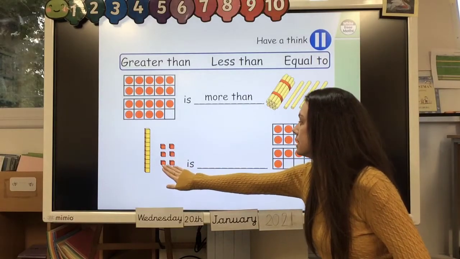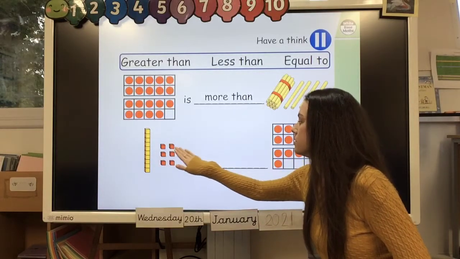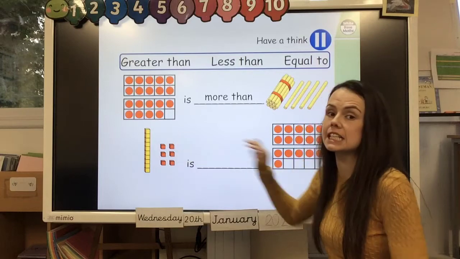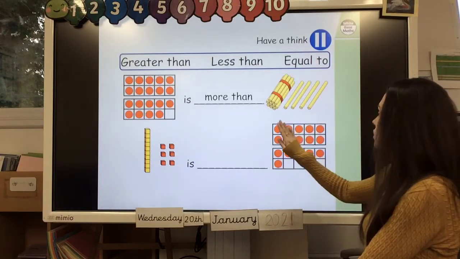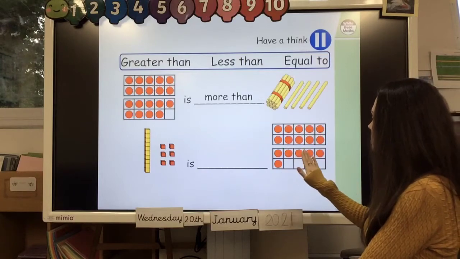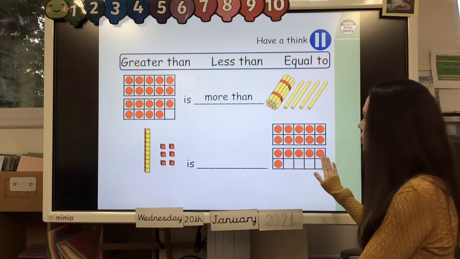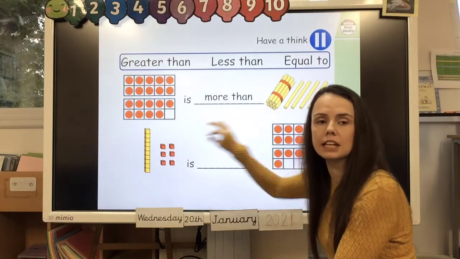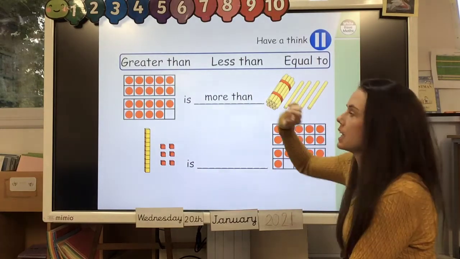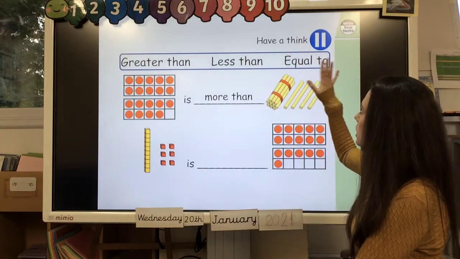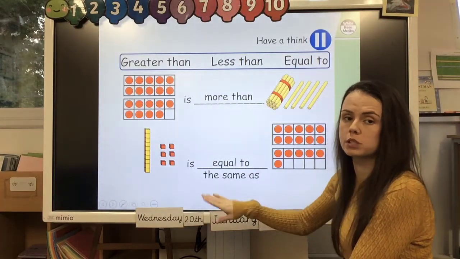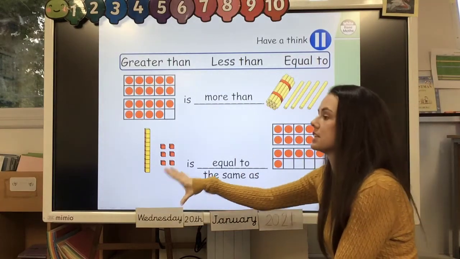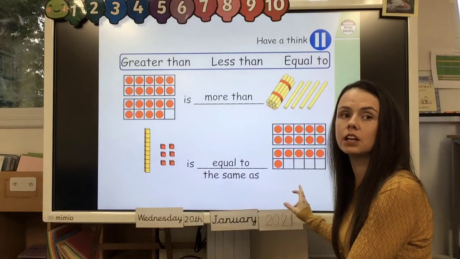Let's have a look here. So 16, so we've got 10, 11, 12, 13, 14, 15, 16. 16, is it more than or less than what number I've got here? And here I've got 10, 11, 12, 13, 14, 15, 16. Oh, 16 and 16. Is that more than, less than, or equals to? Well done, it's equals to, or also known as the same as. So 16 is the same as 16.